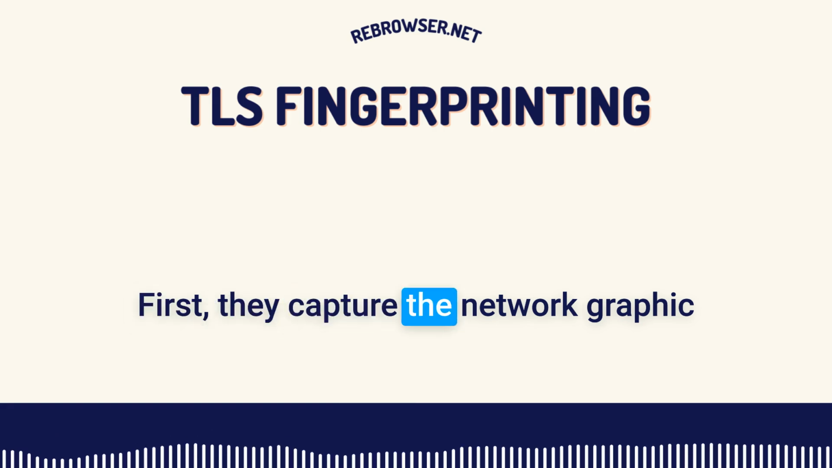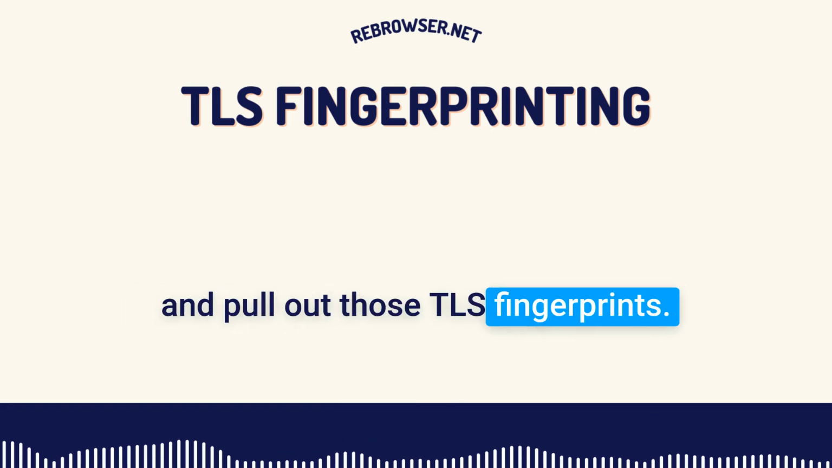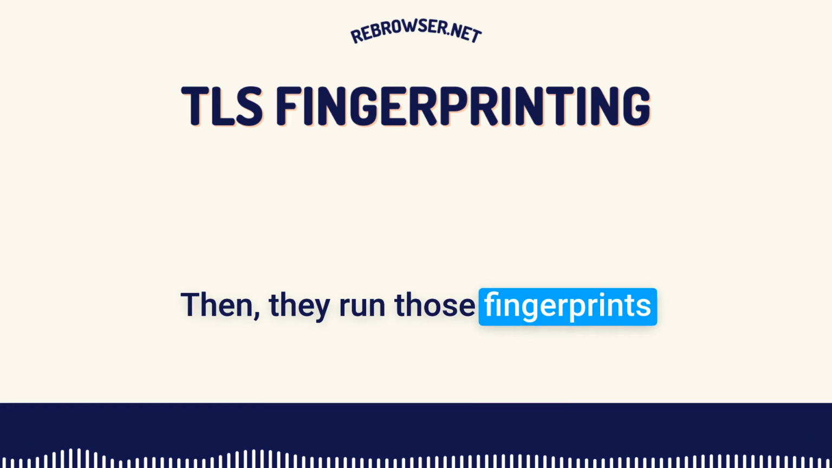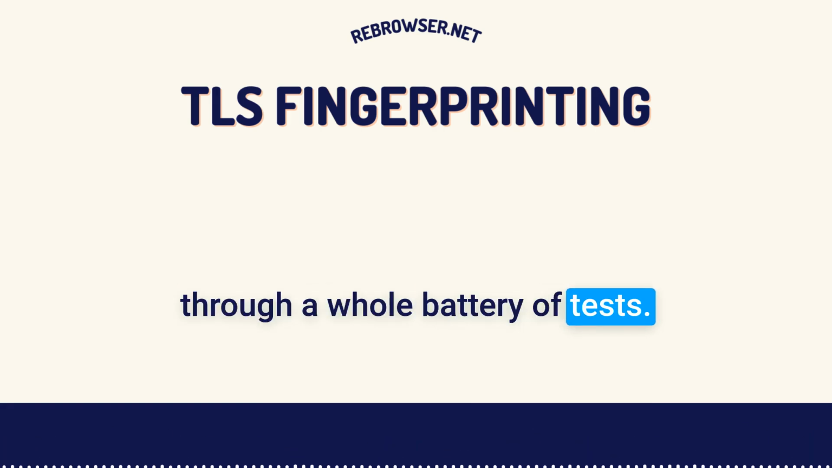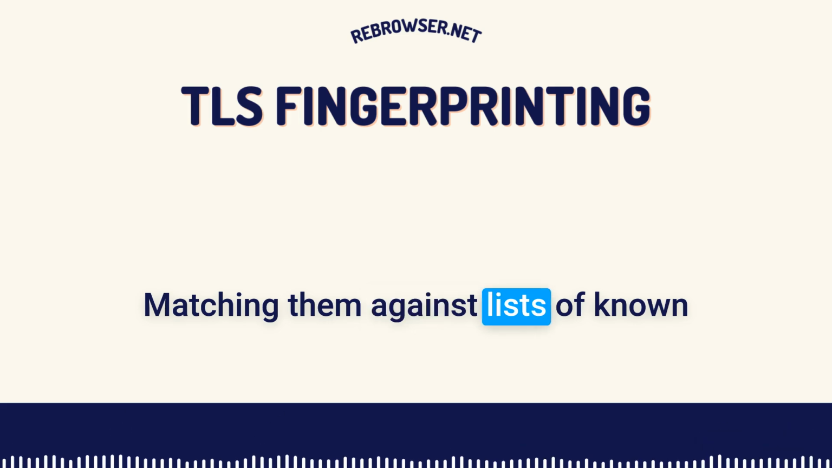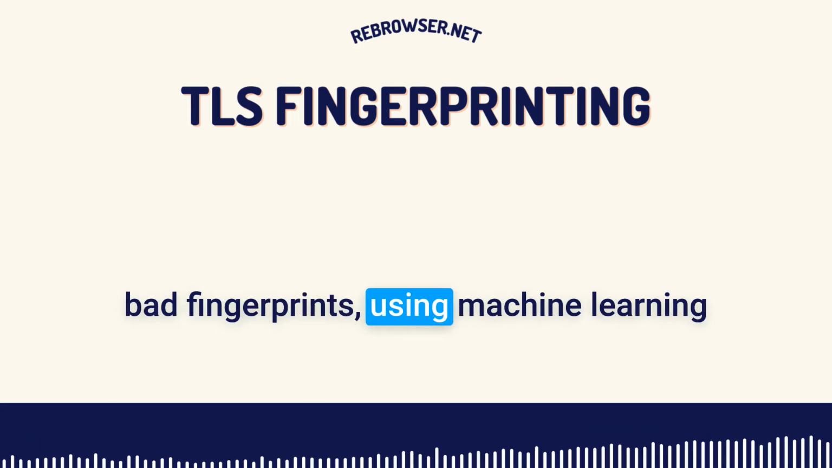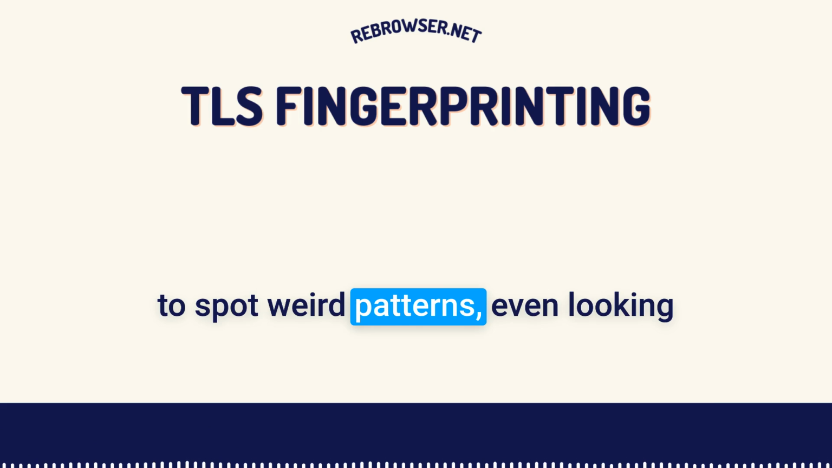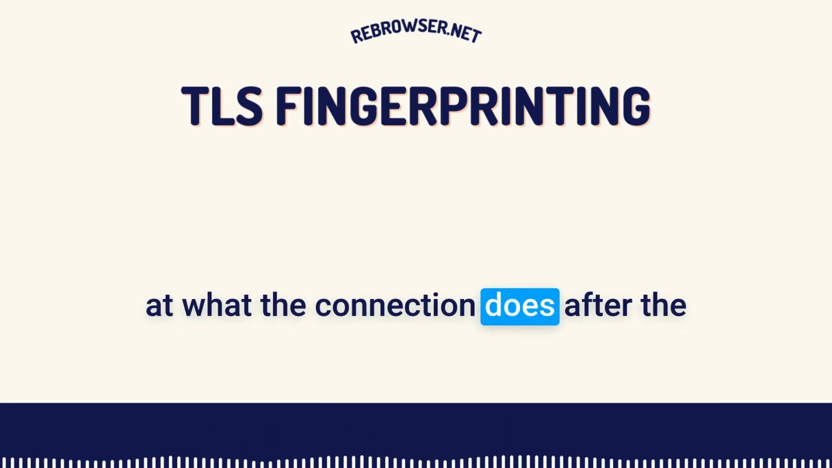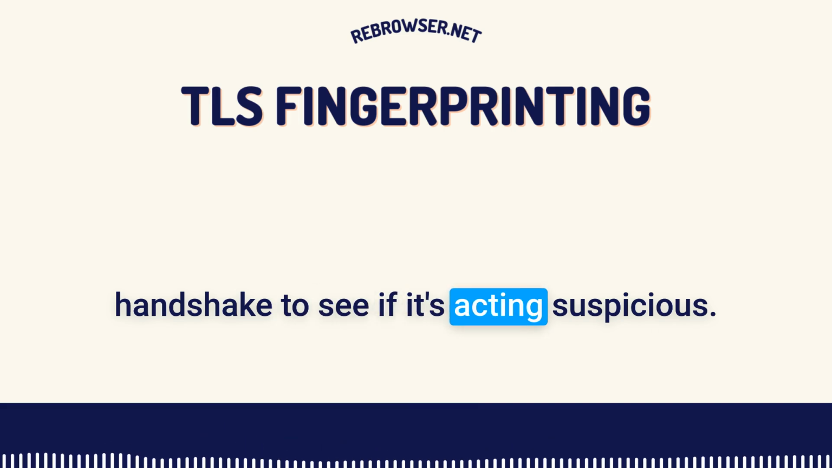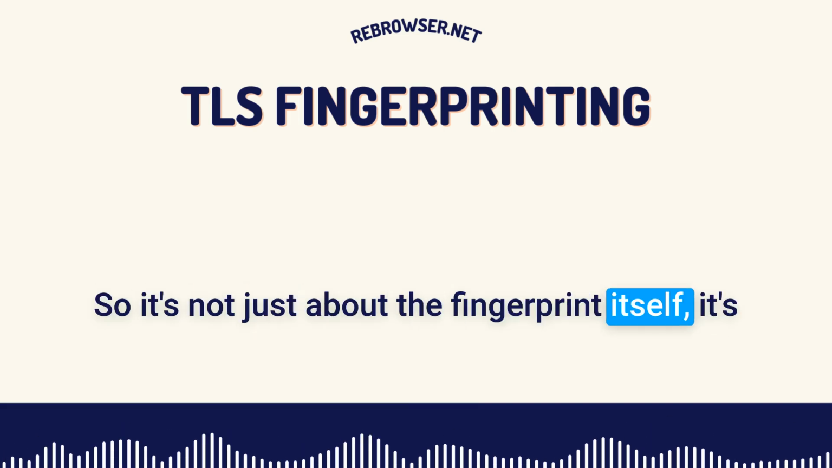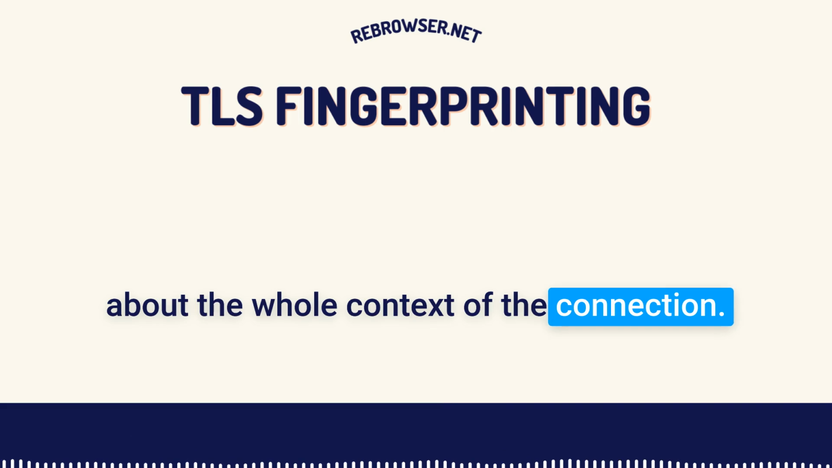First, they capture the network traffic and pull out those TLS fingerprints. Then they run those fingerprints through a whole battery of tests. Matching them against lists of known bad fingerprints, using machine learning to spot weird patterns, even looking at what the connection does after the handshake to see if it's acting suspicious. So it's not just about the fingerprint itself, it's about the whole context of the connection.